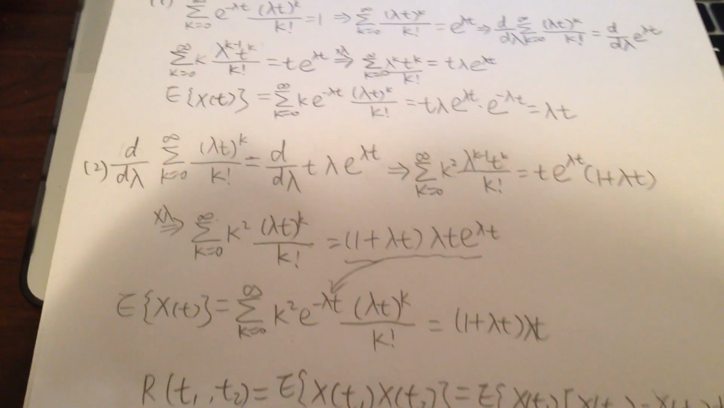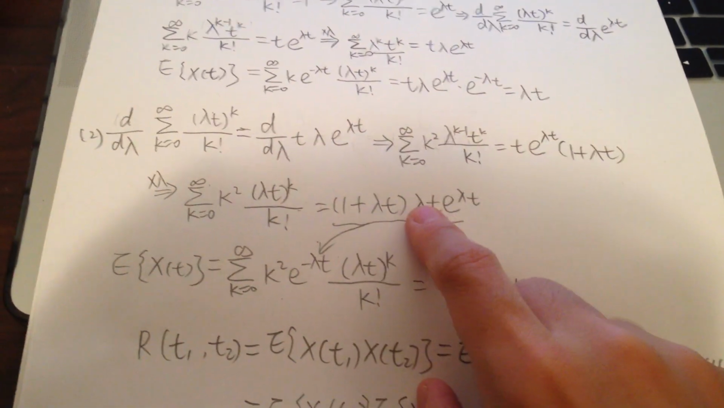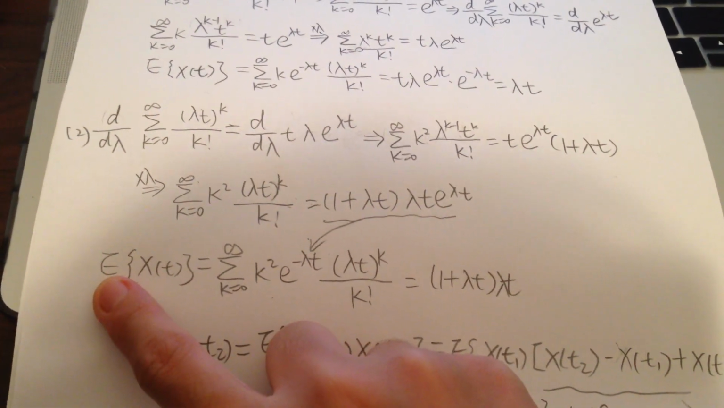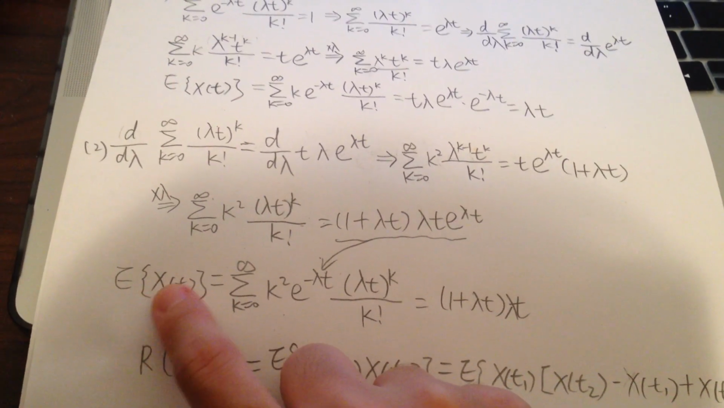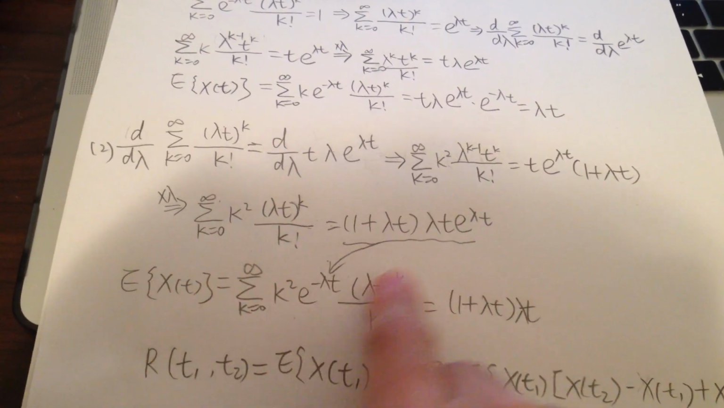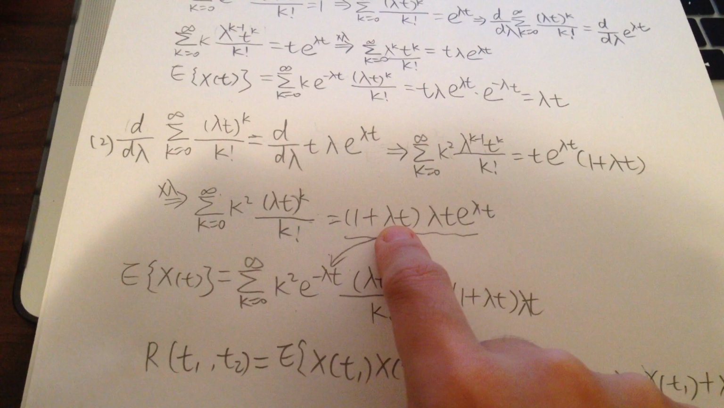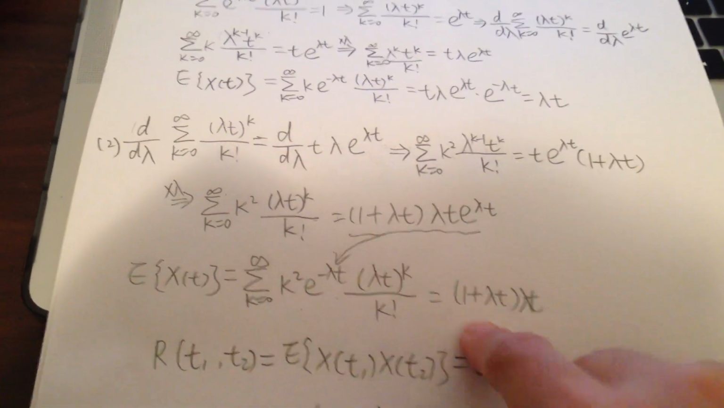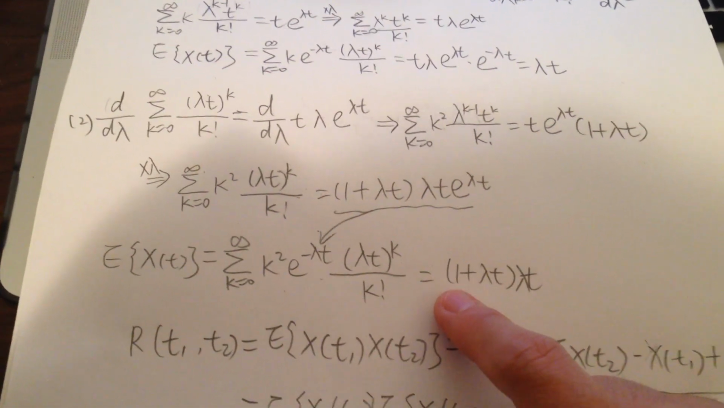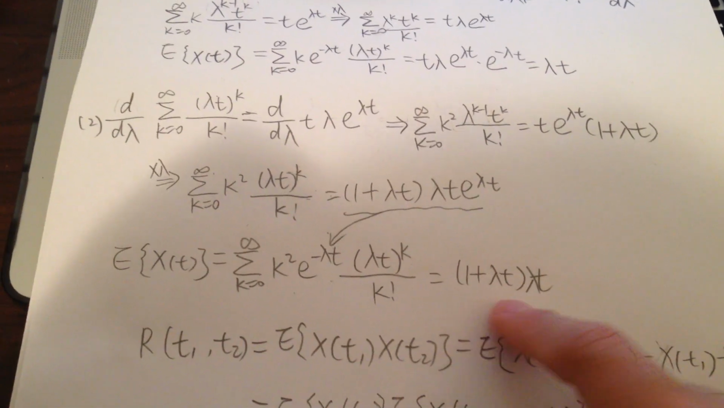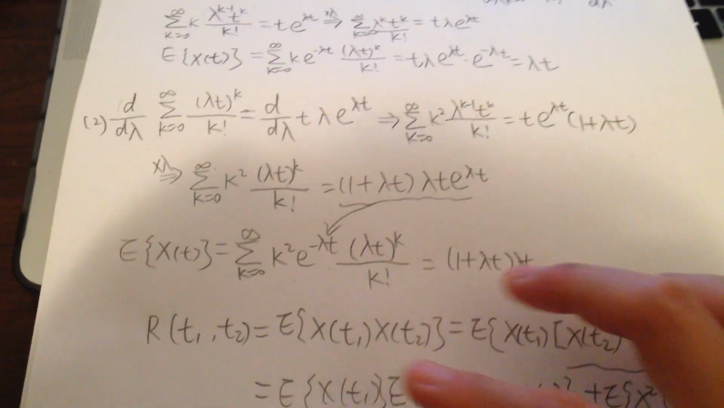In order to solve E[X(t) squared], we just plug this part into this part. We get the answer: (1 plus lambda t) times lambda t.